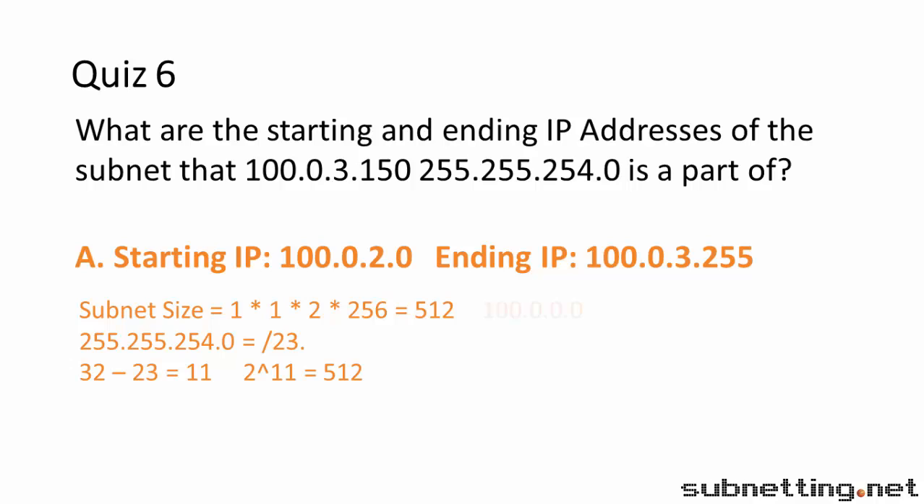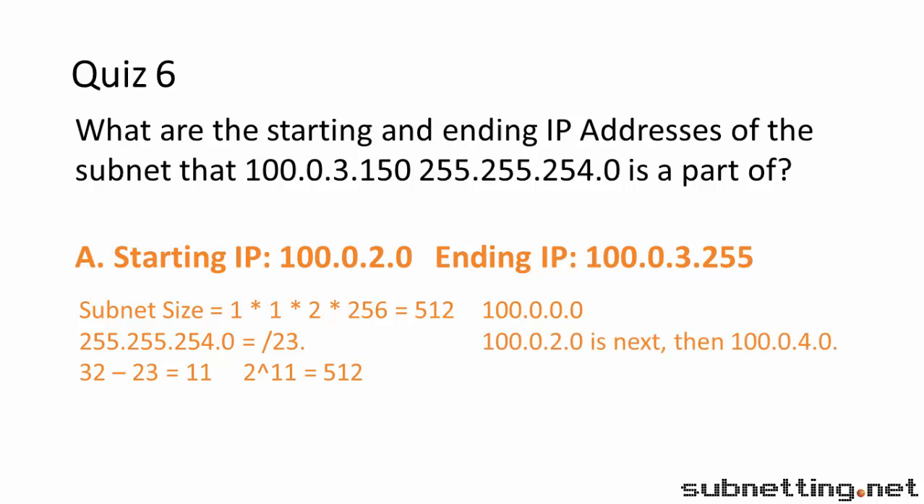The first one is 100.0.0.0, but what is 512 more than that? Well, remember at the beginning of this lesson we talked about counting IPs. Since we have to count beyond 256, we will need to use another octet. This means the start of the next subnet of 512 IP addresses is 100.0.2.0.